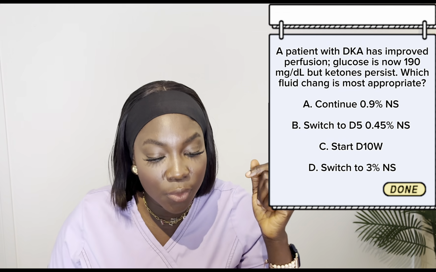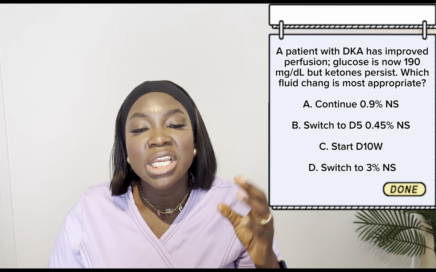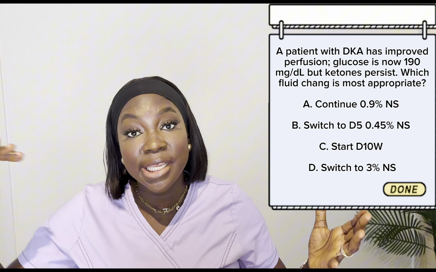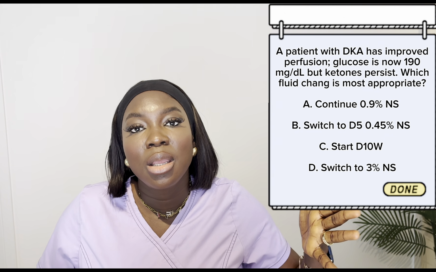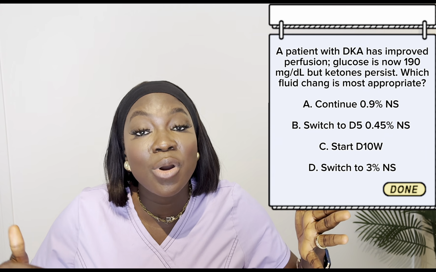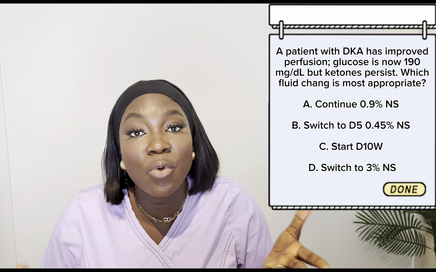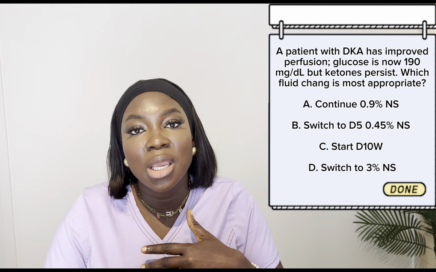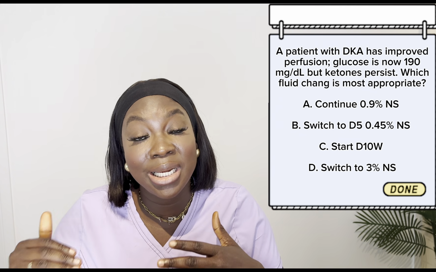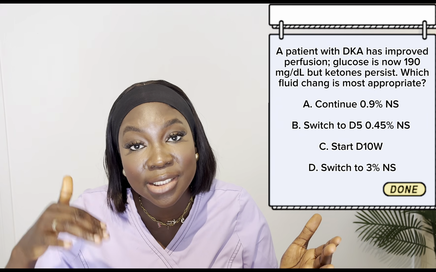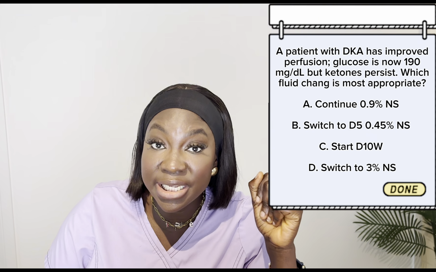Okay, now let's go through the wrong ones. A says continue 0.9 normal saline. If you continue just 0.9 normal saline and the insulin is still working and their blood glucose is already below 200, it's 190, they will be hypoglycemic because the insulin is still working to get rid of the ketones, and you're only giving them normal saline. That will correct dehydration, but it will not help them from being hypoglycemic because there's no sugar and the insulin is continuing to lower the blood glucose, the blood sugar. Okay, and that's why we are not using only normal saline.